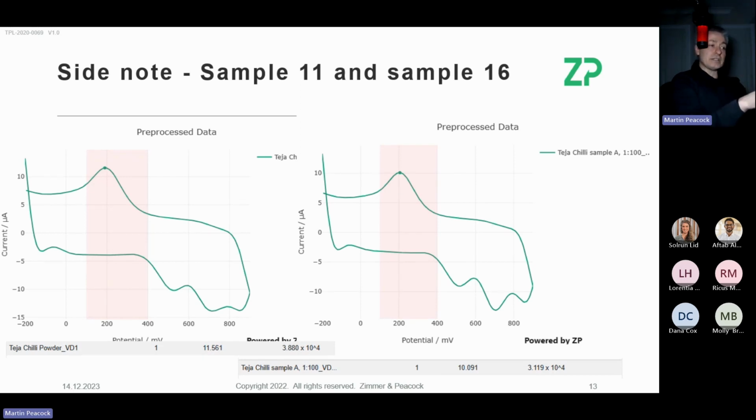But this is a very distinctive fingerprint. Just out of interest, this is 2 samples, sample 11, sample 16. This is not my data. This is real data that's come in from India. And we can see the capsaicin. This is literally the molecule, and we can see it.